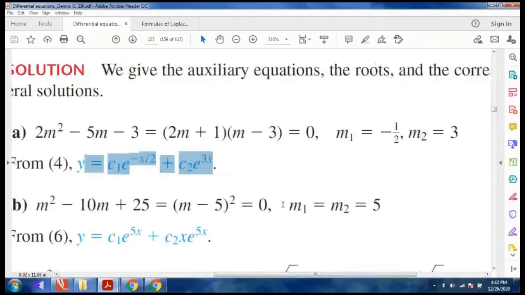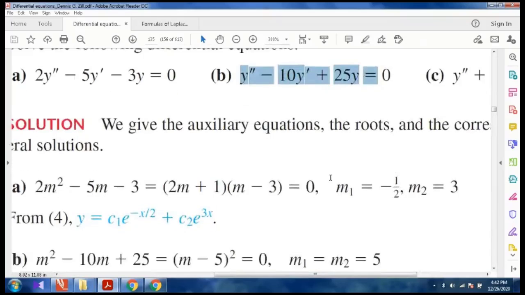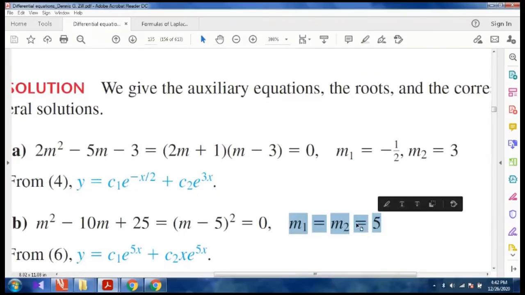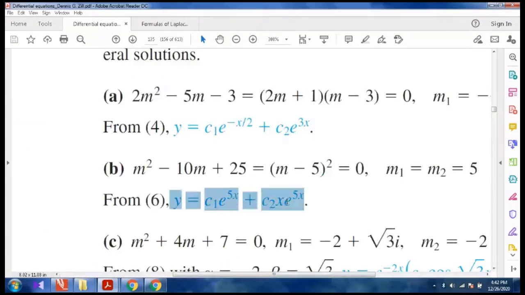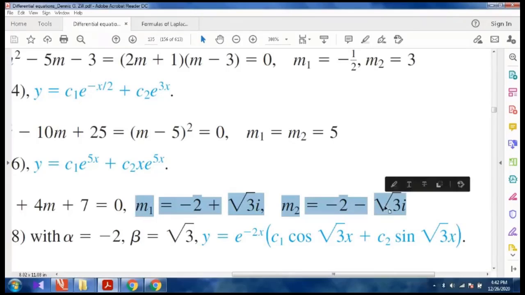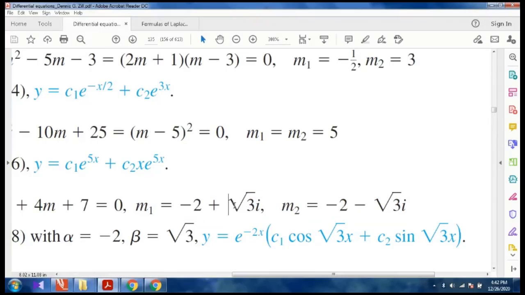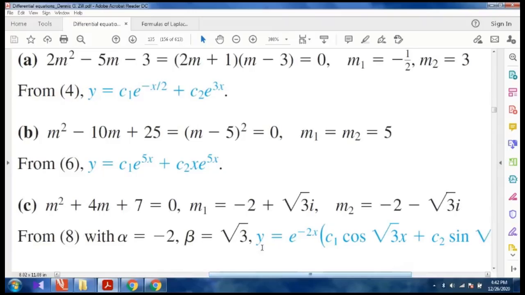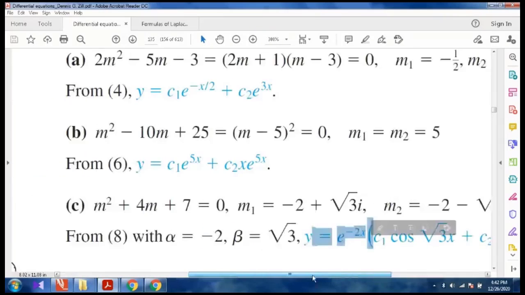Let's say for the second differential equation, this one, we have total two values of m where the values are same. So in that case, we have the solution is this. And lastly, the solutions for m can be complex numbers, complex conjugate actually. So in that case, the solution will be like that.